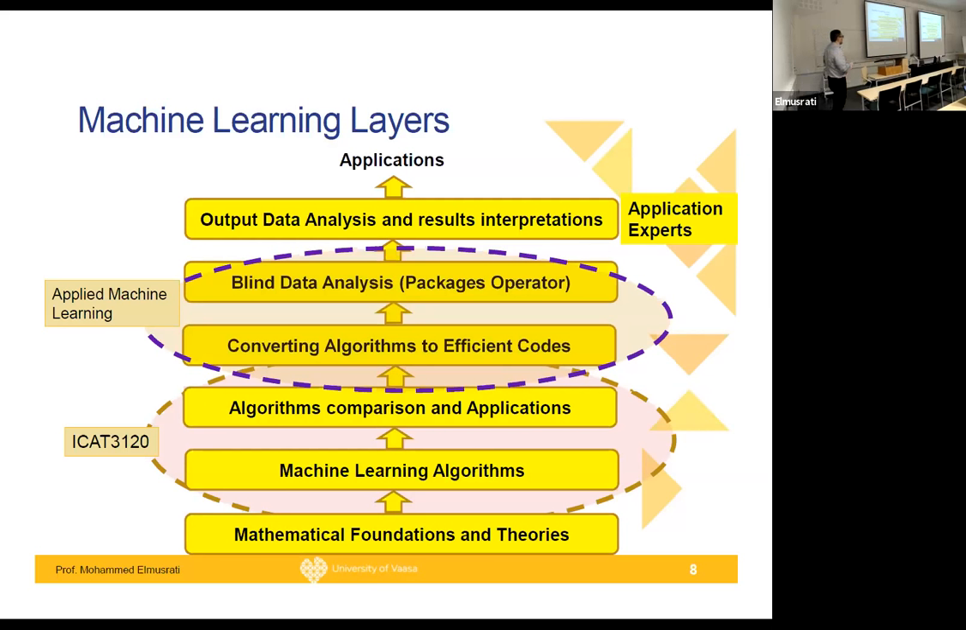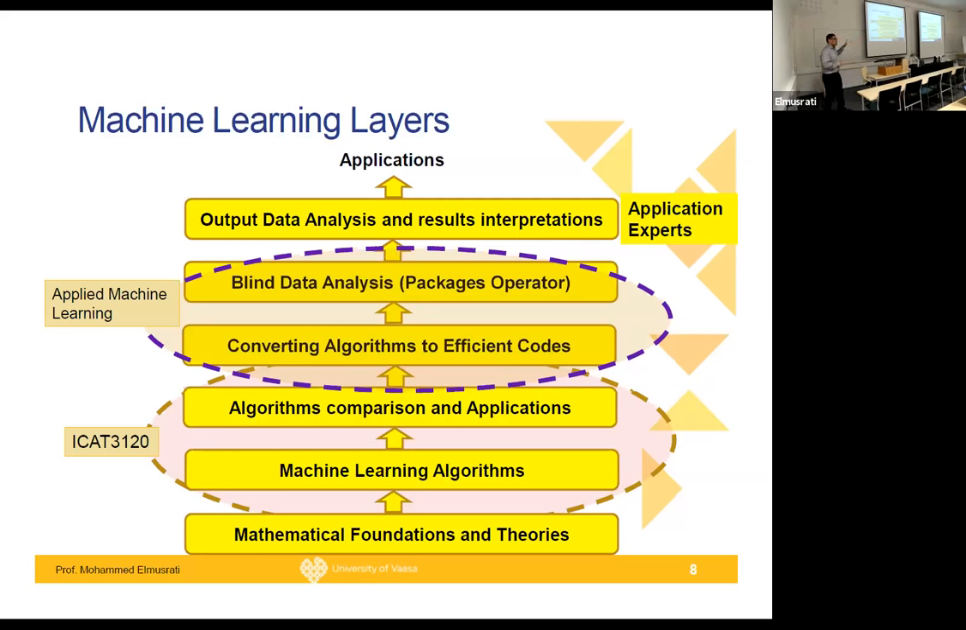So, the final layer is the output data analysis and results interpretation. Once you have the cluster data, then someone else or maybe some expert can analyze the results. Maybe it can also be a machine, like in artificial intelligence, that can take a decision based on the machine learning algorithm. Those are the layers.